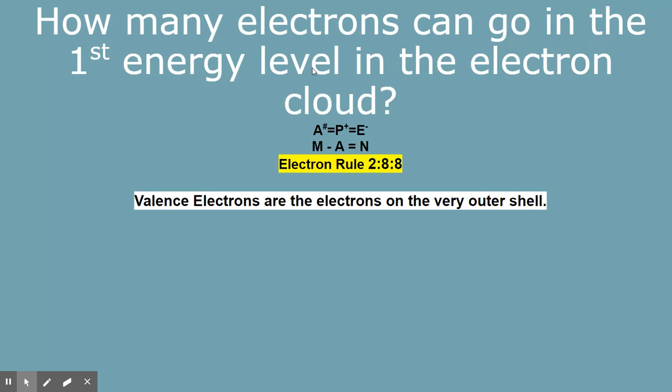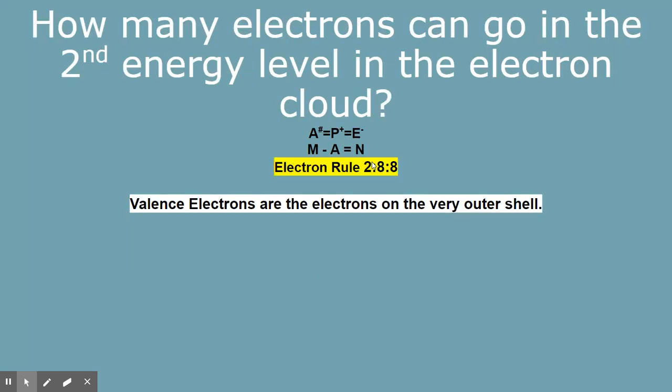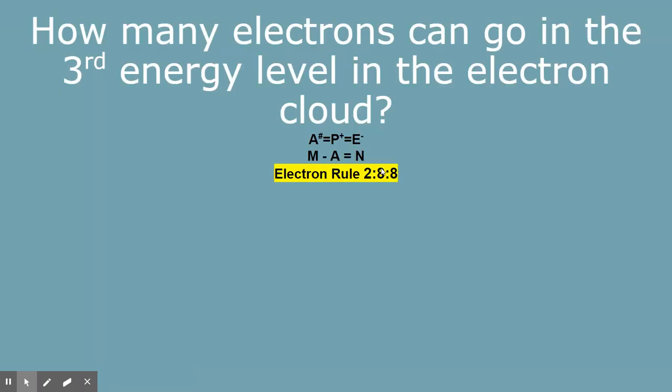How many electrons can go in the first energy level in the electron cloud? It's right there highlighted in yellow. The first energy level can hold a maximum of 2 electrons. In the second energy level, the max number of electrons that it can hold is 8. It can hold less, but it cannot hold more. How many electrons can go in the third energy level in the electron cloud? Again, here it is right there. Again, it can hold less than 8, but it can only hold a maximum of 8.